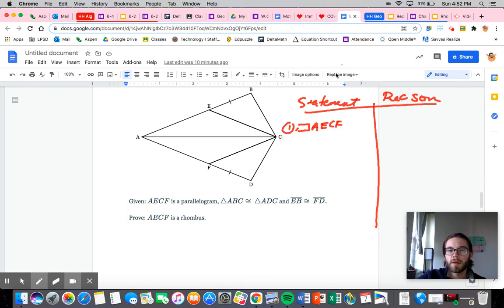AECF. I also know that I have a set of triangles that are congruent, which is always helpful. That pretty much always means I'm going to use CPCTC. Remember that. Okay, and then I have a pair of sides that are congruent. So if I have a pair of sides that are congruent, that usually is helpful for me somehow. Remember, if they give you something, you should use it at some point. Don't just ignore it. Please use it.